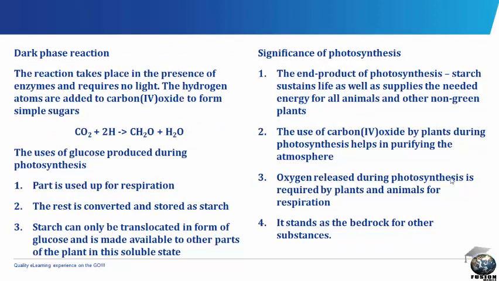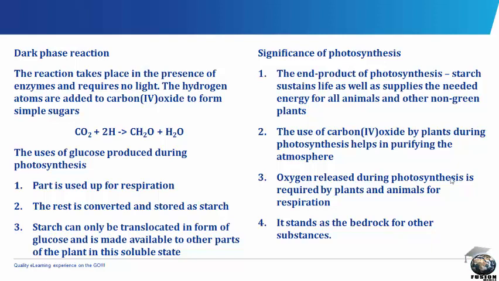During the dark phase, the reaction takes place in the presence of enzymes and requires no light. The hydrogen atoms are added to carbon dioxide to form simple sugars. The uses of glucose produced during photosynthesis include: 1. Part is used up for respiration. 2. The rest is converted and stored as starch. 3. Starch can only be translocated in the form of glucose and is made available to other parts of the plant in this soluble state. The significance of photosynthesis includes the following.